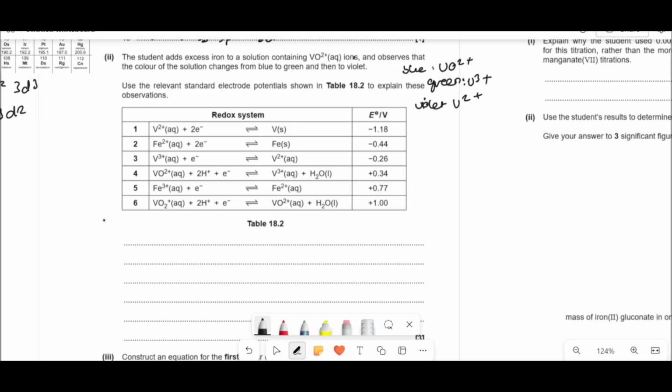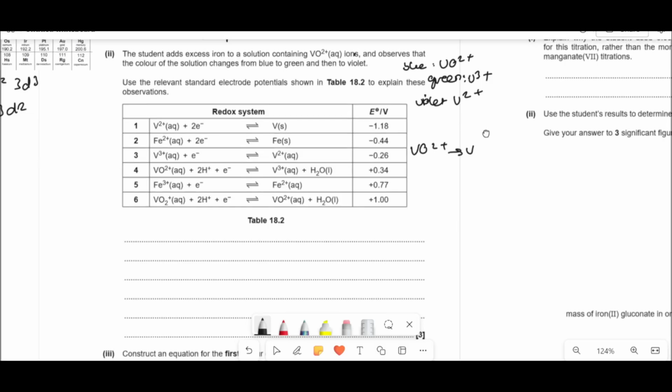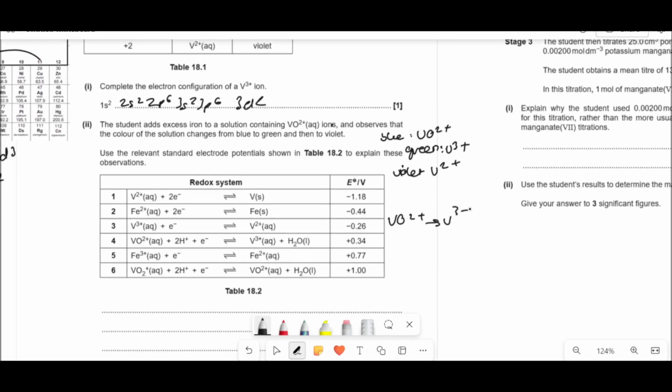Because it means that you're going from VO2+ to green, which is V3+, to V2+. So you have to look at these redox equilibria, and they've added excess iron as well, and see what's happening at each of these stages. So from here to here, it's going from an oxidation state of +4 to +3 to +2. So each step it's being reduced, reduced, and reduced. So that means each step the Fe has to be oxidized every time.